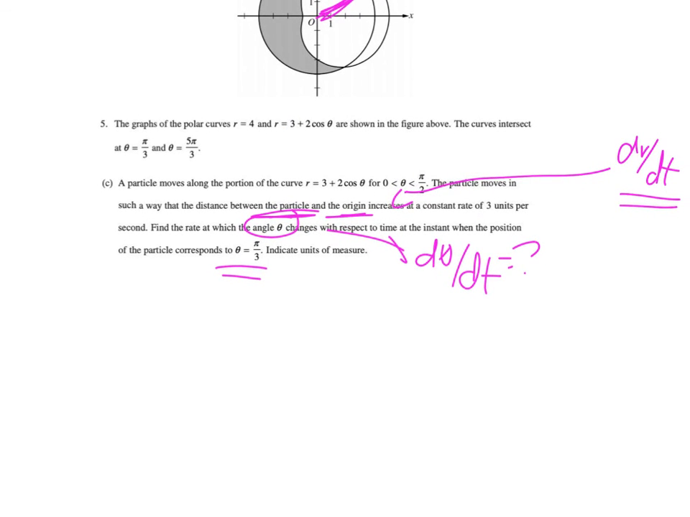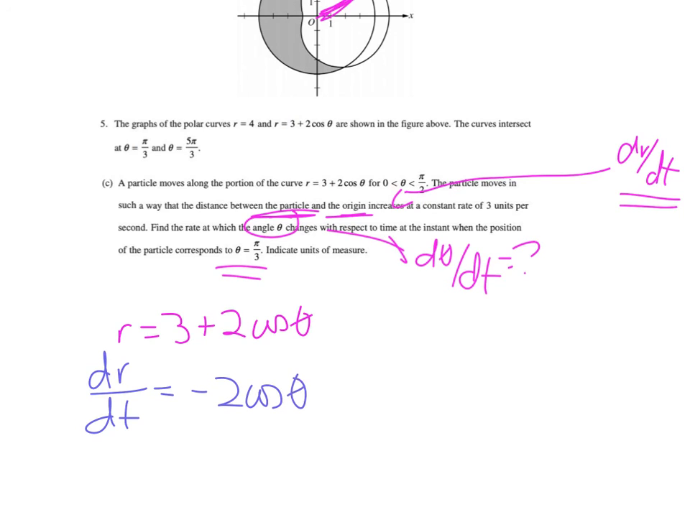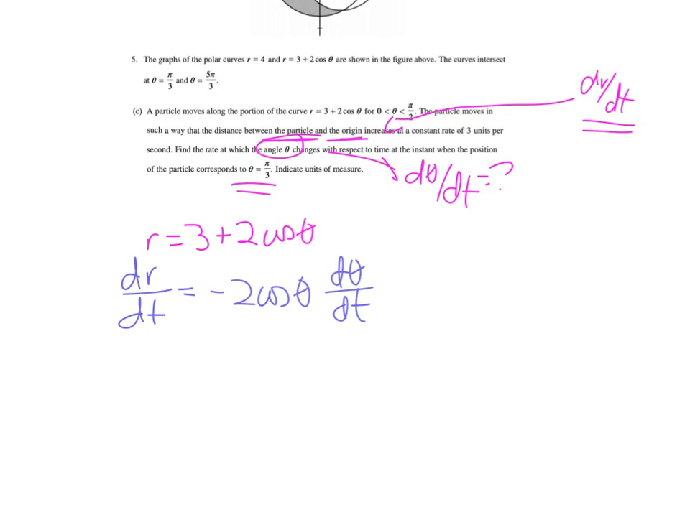And I know what r is. So r is 3 plus 2 cosine theta. So let's go ahead and take a derivative, because dr dt is going to be negative 2 cosine theta d theta dt. And then when theta equals pi over 3, dr dt is 3, because that's a fixed thing.